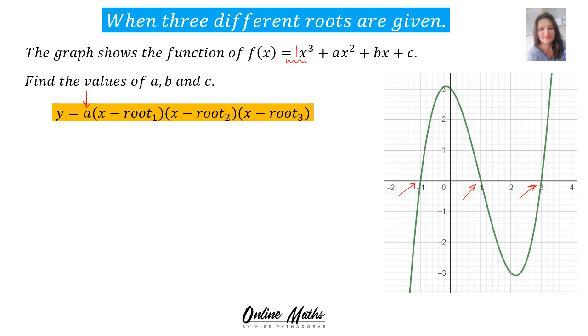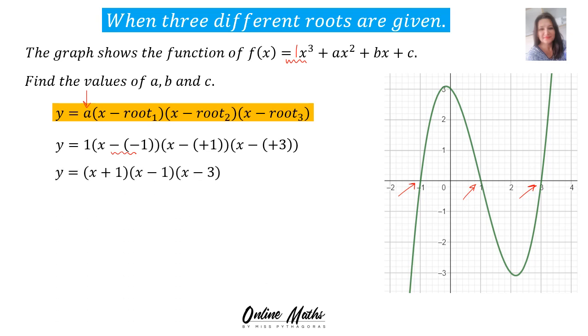Therefore, in a's place inside our new formula, we can substitute 1. Then, for the roots, we will substitute the -1, the +1, and the +3. Now, please note the use of the brackets there. Therefore, in the next step, I will say x minus bracket -1, the first root, x minus +1, the second root, and x minus 3, the third root. And then you will multiply out the brackets. Therefore, it becomes x plus 1, x minus 1, x minus 3.